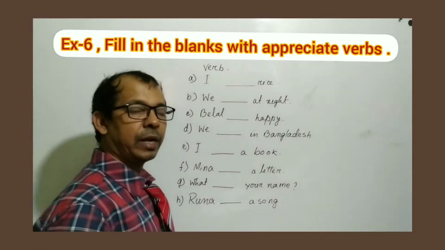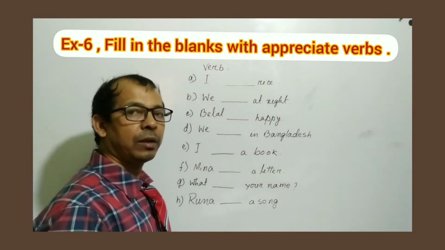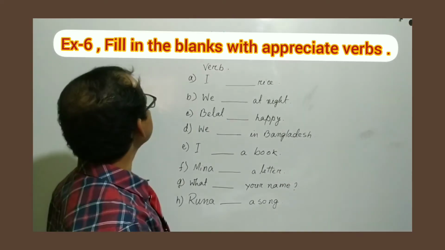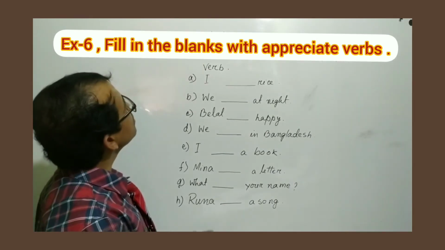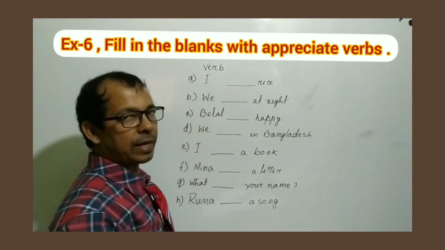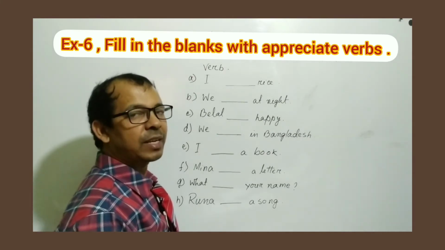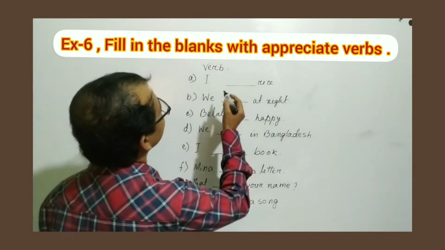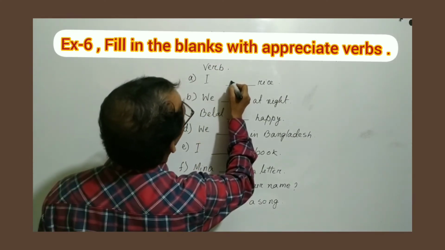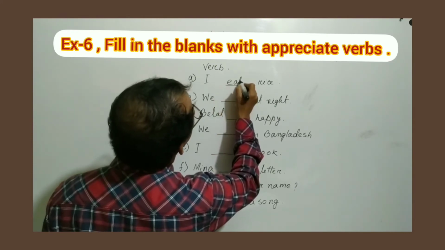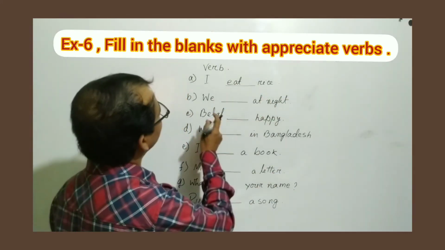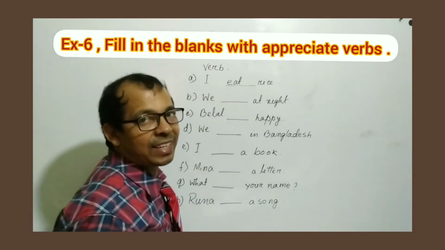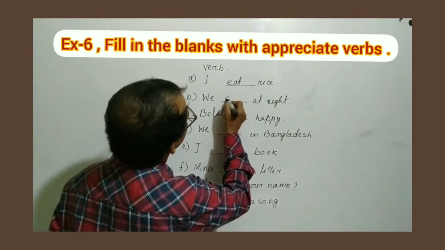Okay, my dear student. Now we will fill in the blanks with appropriate verbs from exercise 6, page 21. So here you can see I dash rice. Can you tell me what verb we can write here? Yes, I eat rice. Second one, we dash at night. What do you do at night? Yes, we sleep.